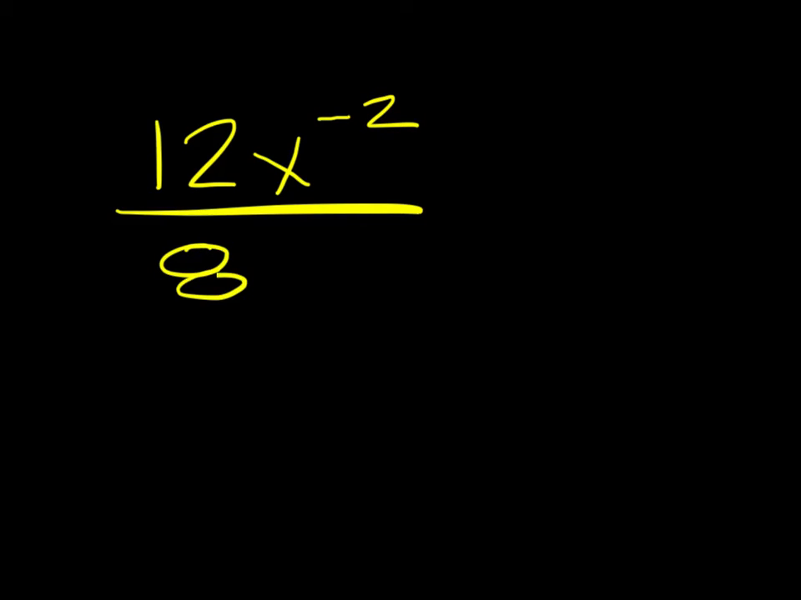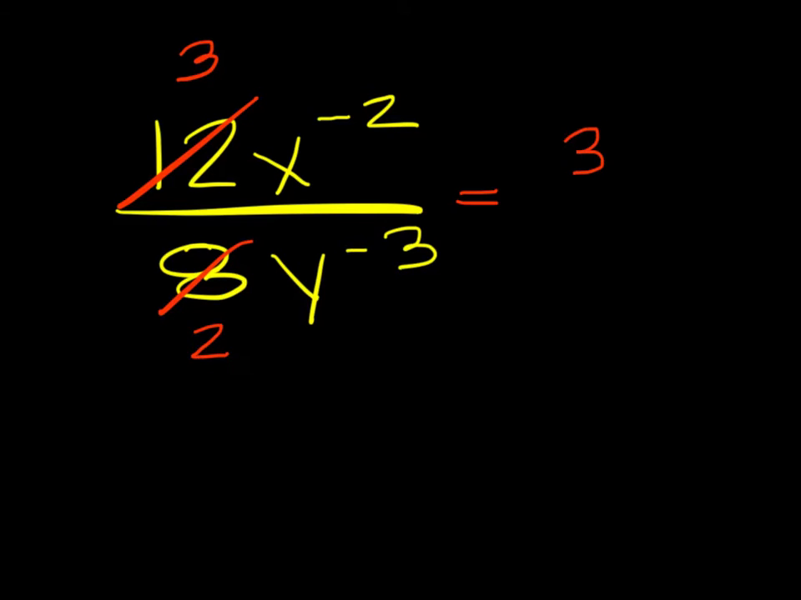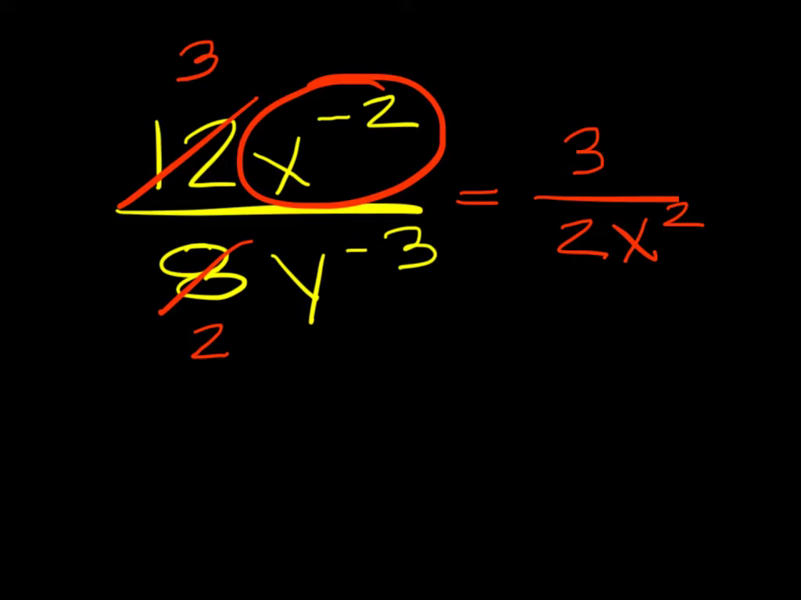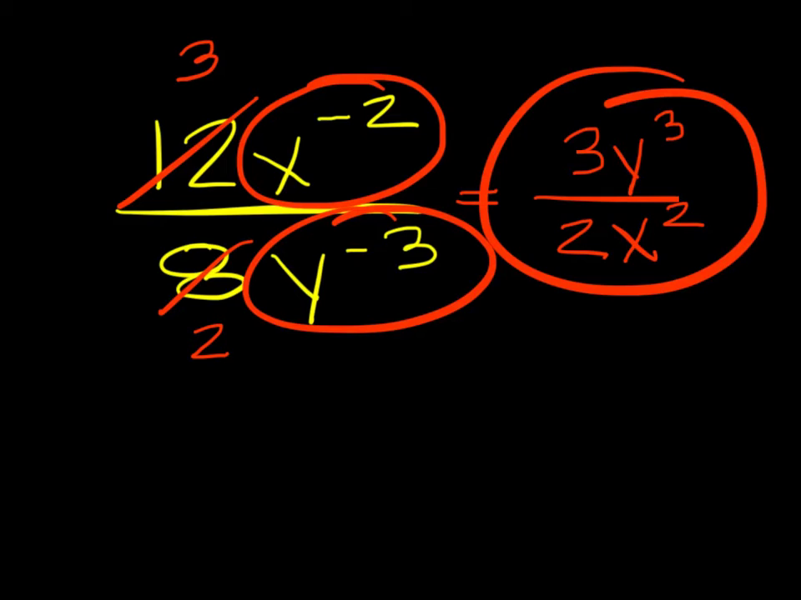Another practice problem. 12x to the negative second power over 8y to the negative 3 power. The solution for the practice is to start by dividing 12 and 8 by the highest number that will go into each of them. 4 goes into 12 3 times, into 8 twice. Then you have negative exponents. This goes to the bottom, becomes positive. This goes to the top, becomes positive. 3y cubed over 2x squared.